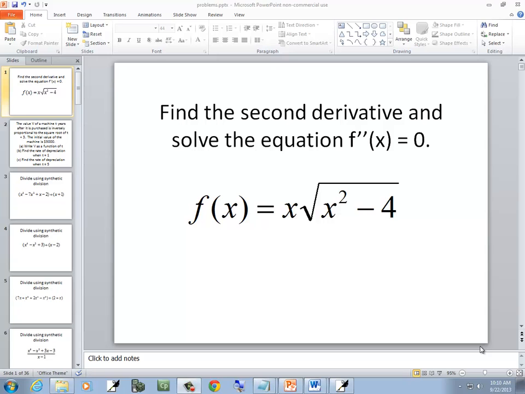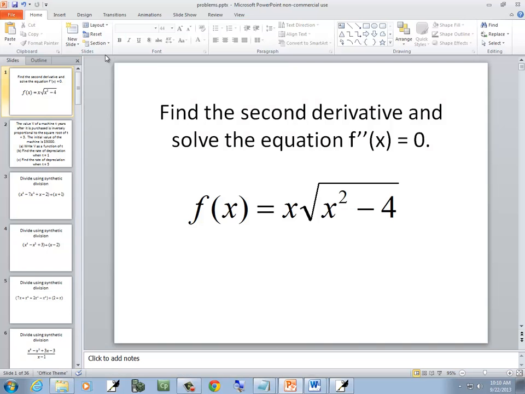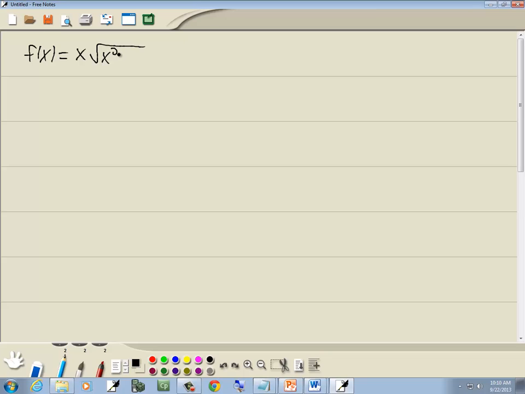In this problem, we want to find the second derivative, then set that equal to 0 and solve it. So we've got f of x is equal to x times the square root of x squared minus 4. Okay, well, I'm going to rewrite this as x times x squared minus 4 to the 1/2 power. We don't want radicals. Now for our first derivative, this will be the product rule. This will be our p and this will be our q.